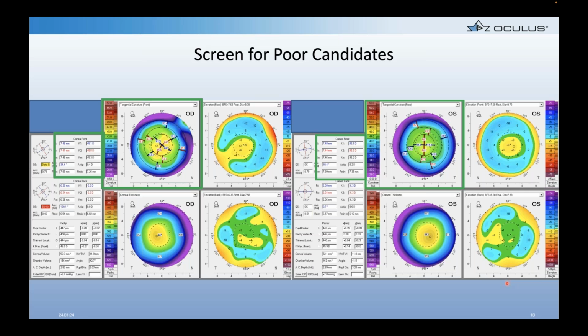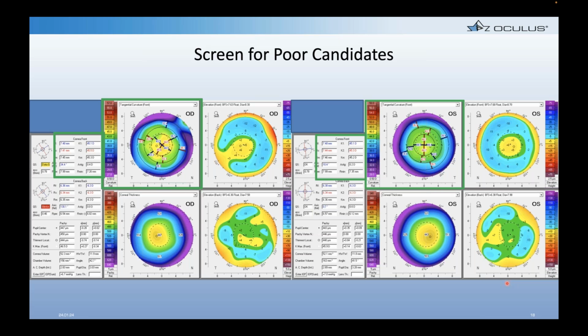So one of the beauties of having Pentacam corneal tomography prior to beginning the ortho-K process is it will screen us for poor candidates. And while the number of children who are not good candidates for ortho-K is very few and far between, there are some that are. We just don't want to miss that.